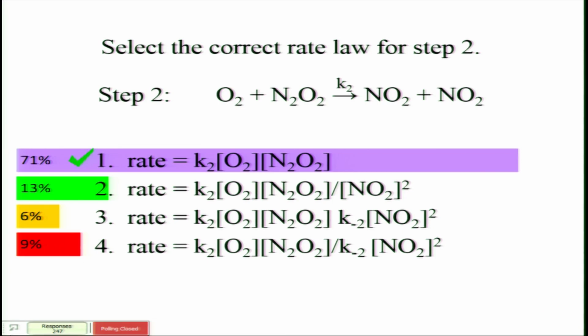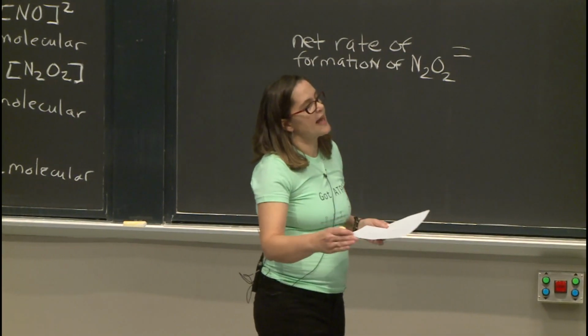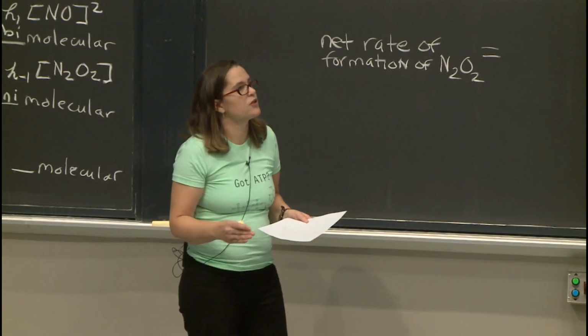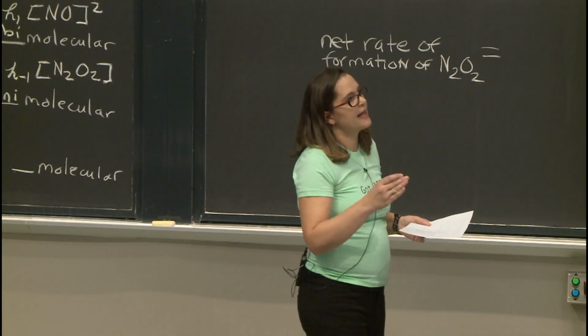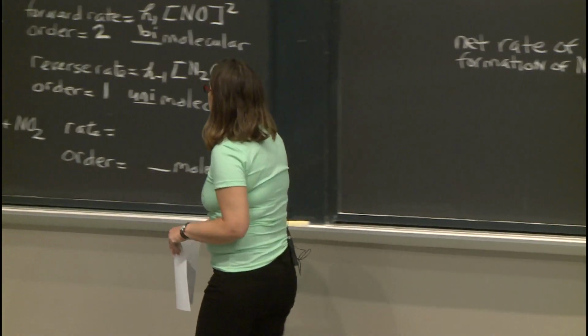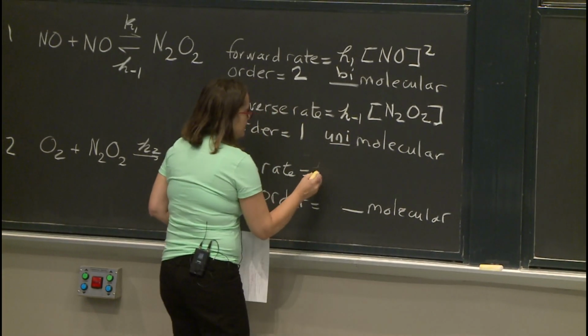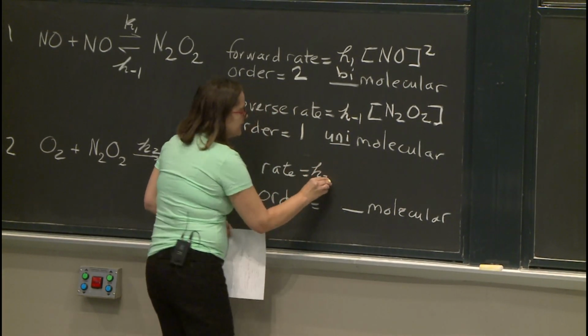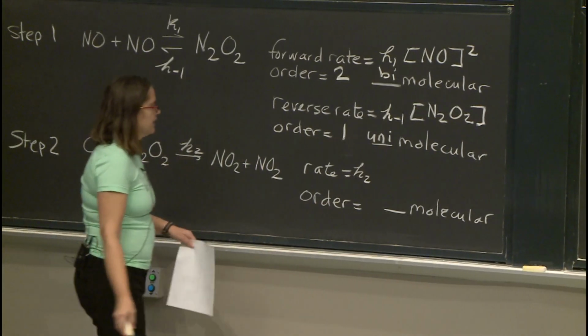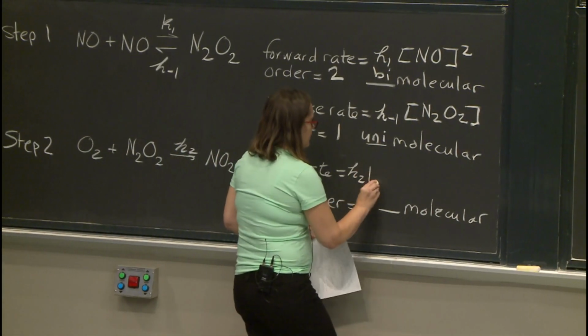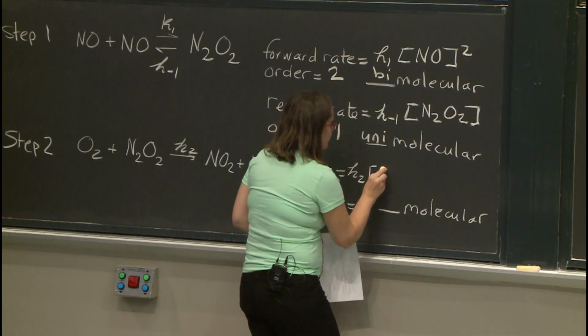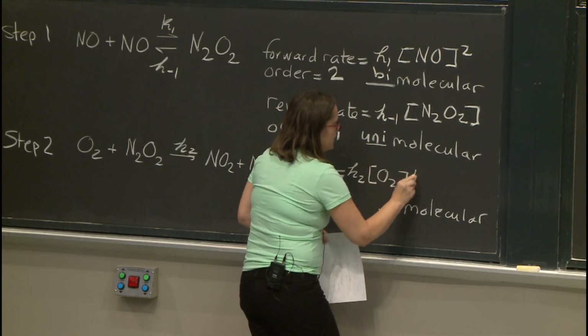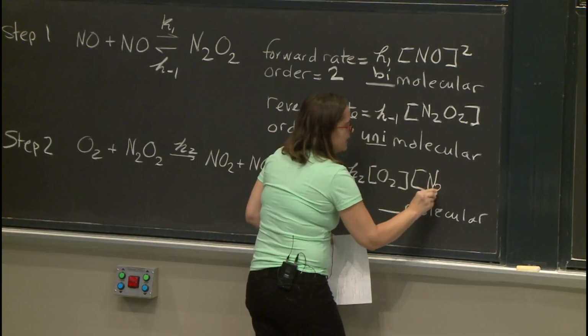Yep. So we're just going to write this exactly as written. It doesn't say it's a reversible reaction. So it's k2, and I'll put this down here. k2, our rate constant for the second step, and then times the reactants. So we have O2 and our intermediate N2O2.